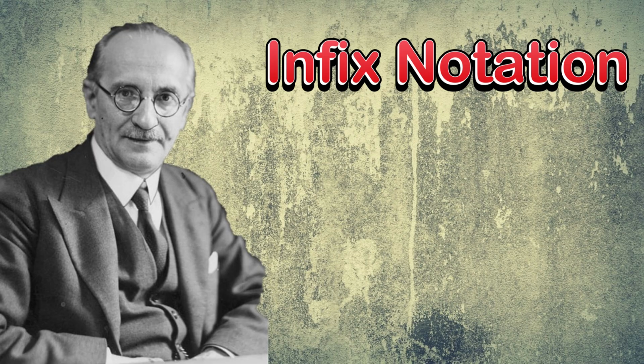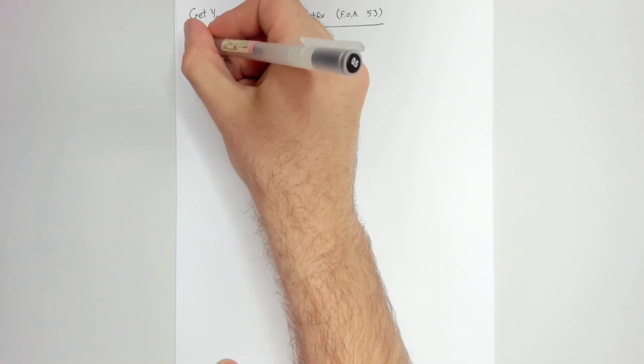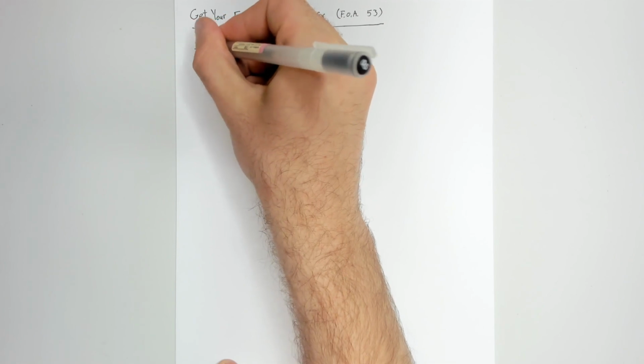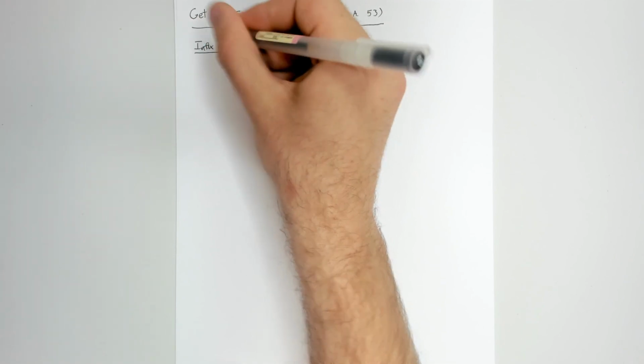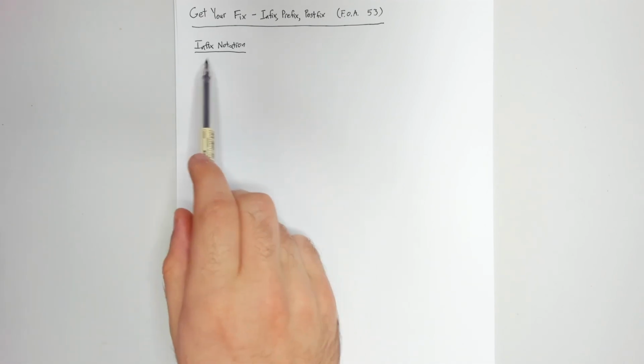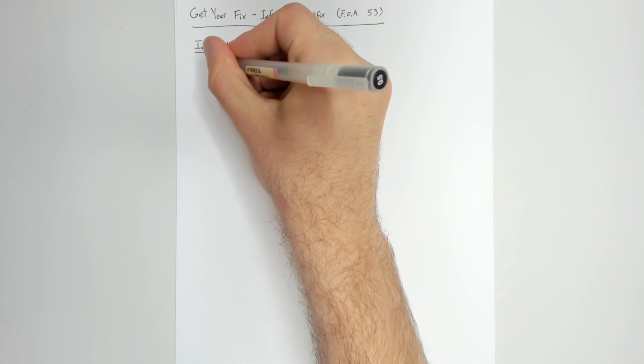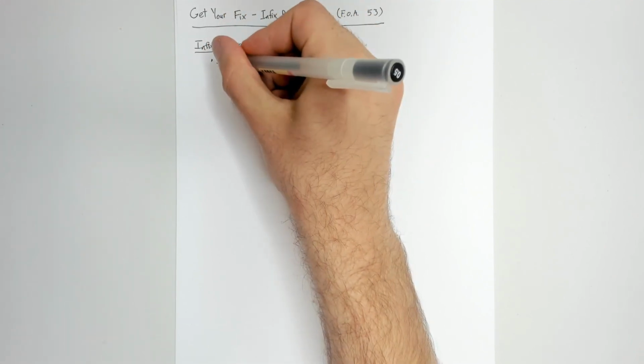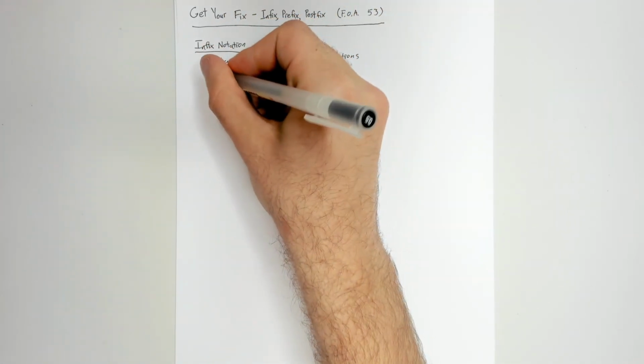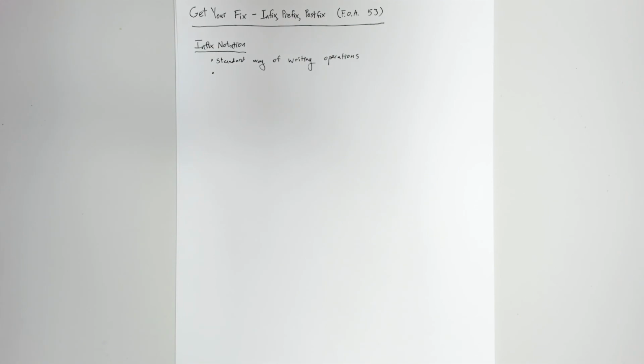Infix Notation. To challenge the way that we write expressions, we're first going to give a name to how we normally do it. That's what we call infix notation. And notation just always refers to how we write something. So this is the standard way of writing operations, where we put the operation in between two numbers. When we do 3 plus 4, the plus sign goes between the 3 and the 4.